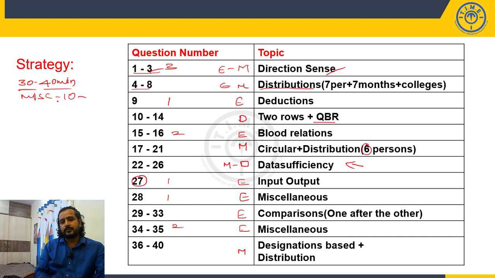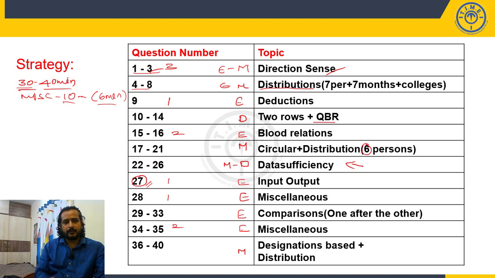How much time are we going to spend for miscellaneous questions? 10 questions are given. Maximum we are going to spend 6 minutes, because all these miscellaneous questions are familiar to you. Direction sense, blood relations, and input output are all familiar to you. And a single input output question is given, so definitely it will be easy. So miscellaneous 10 questions, 6 minutes.